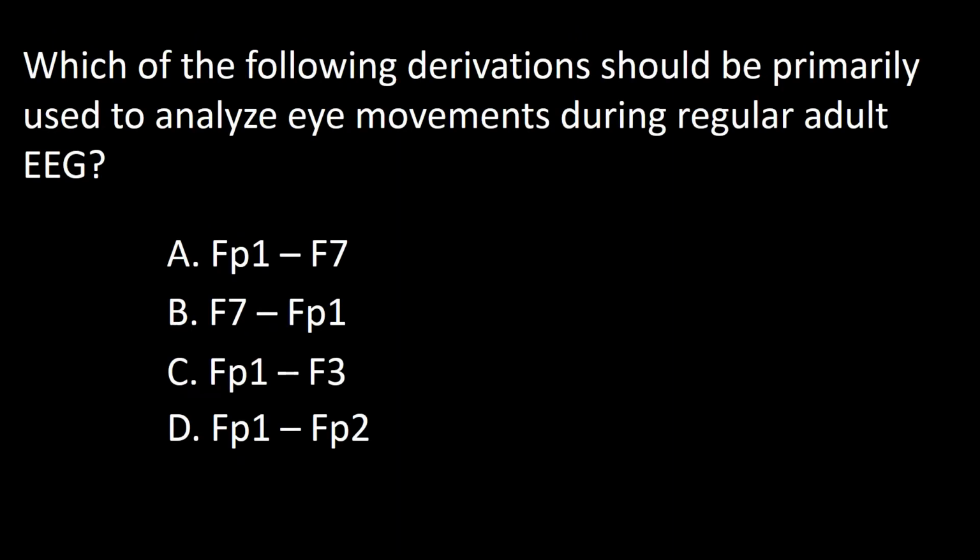Next question. Which of the following derivations should be primarily used to analyze eye movements during regular adult EEG? A. FP1 to F7, B. F7 to FP1, C. FP1 to F3, D. FP1 to FP2.